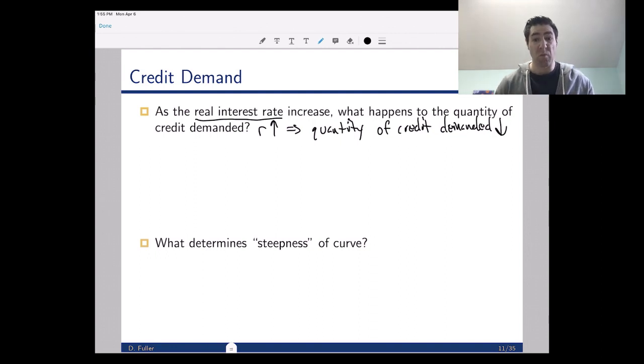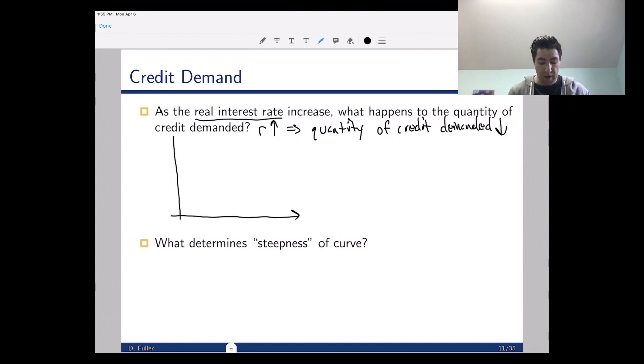That makes sense. The more I have to give up in future consumption to get something today, the less I'm going to be willing to do that. I'm only willing to give up so much future consumption to get that car today. As the real interest rate goes up, I want to buy fewer cars. I want to borrow less money overall. And so what we're going to see is a pretty typical demand curve.